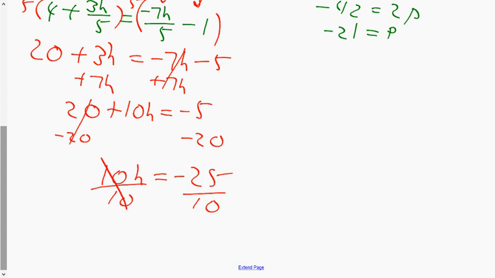And don't reach for your calculator. Divided by 10 is a piece of cake. Just move your decimal. H equals negative 2.5. Any questions on D?